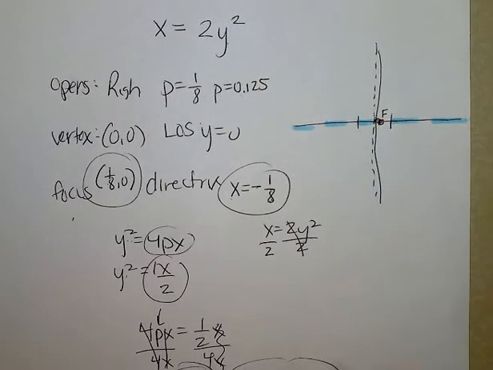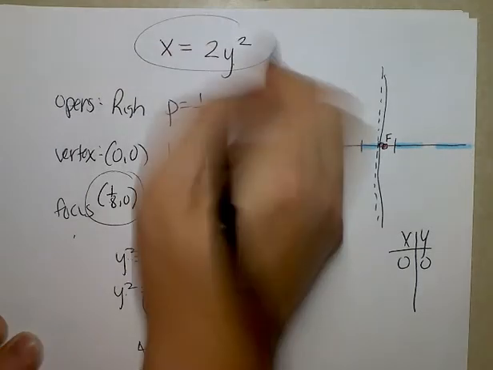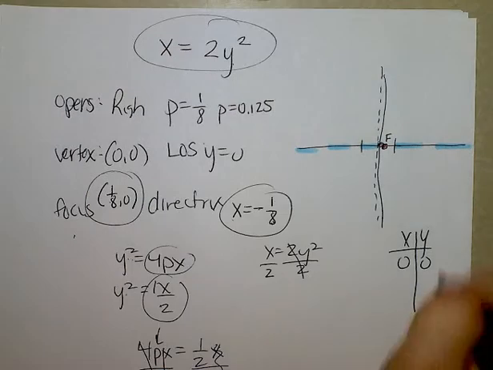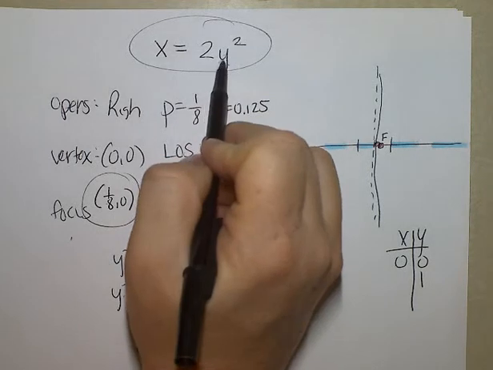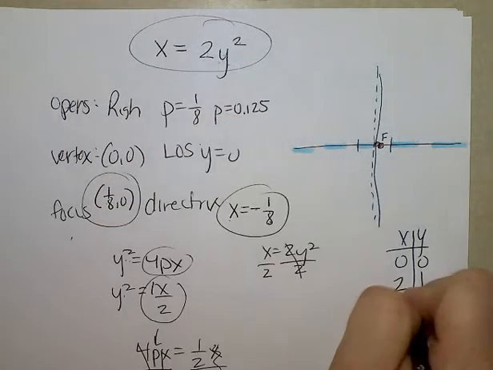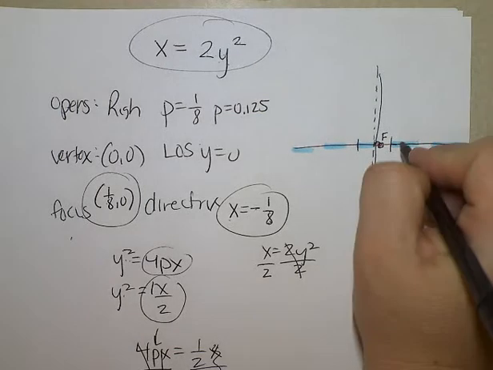So let's make a table of values. We know 0, 0 is one of them. I'm going to refer back to this. Okay? So let's plug in 1 for y. 1 squared is 1. 1 times 2 is 2. Graph the ordered pair, 2, 1. There's 2, 1.